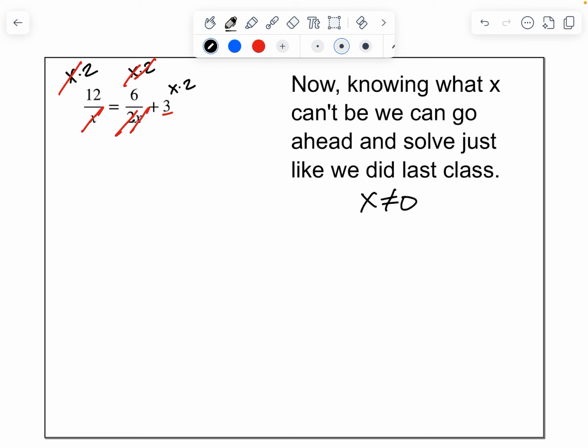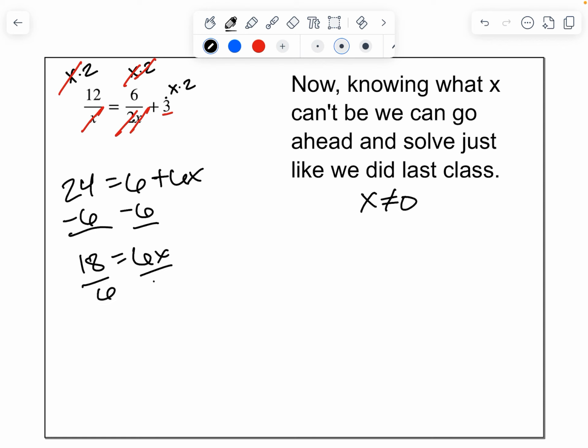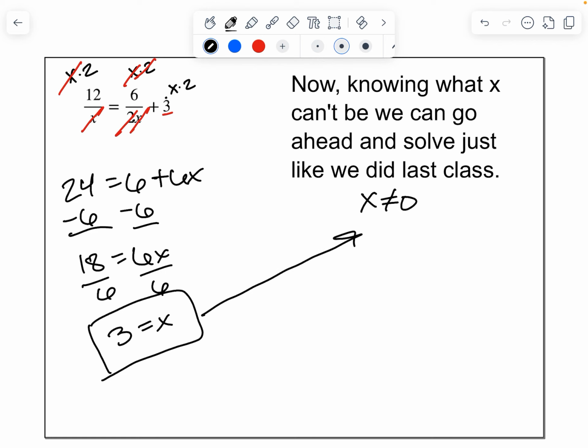But what we're left with, just like last class, is something totally without fractions. 2, 4, 24, 2 times 12. 6 has nothing left to multiply. Here we have 3 times x times 2 would be 6x. Now we can just solve it like a regular equation. So that would be 18 equals 6x, divide both sides by 6. 3 equals x. 3 is our solution, and you want to double check and make sure that that was not in your restrictions list. X can equal 3. The only thing it cannot equal is 0, so we have a solution here.